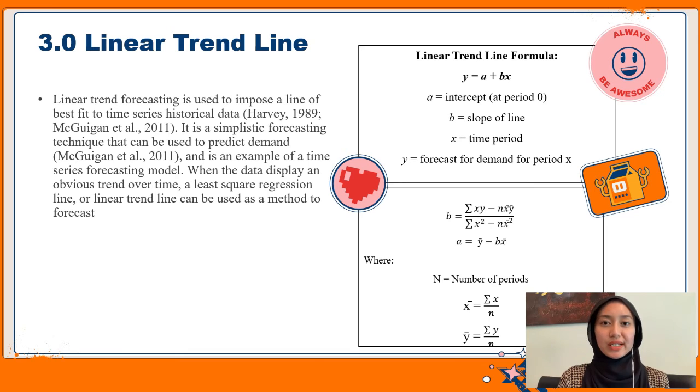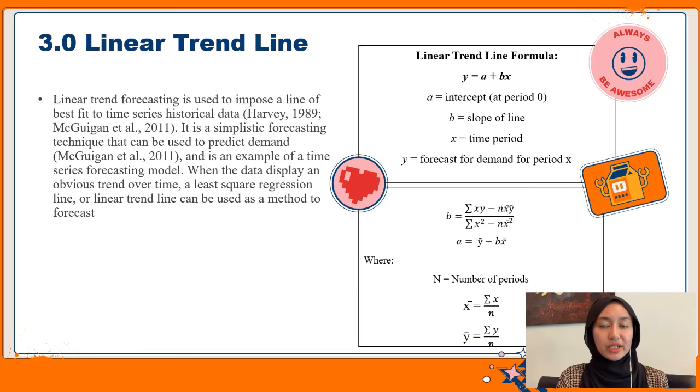I'll be explaining about the linear trend line. The linear trend line is one of the time series forecasting methods. It is used by imposing a line of best fit on time series historical data. It is also a simplistic forecasting method that can be used to predict demand. When the data shows an obvious trend over time, the linear trend line can be used to forecast. However, a trend line does not change in trend, unlike exponential smoothing.